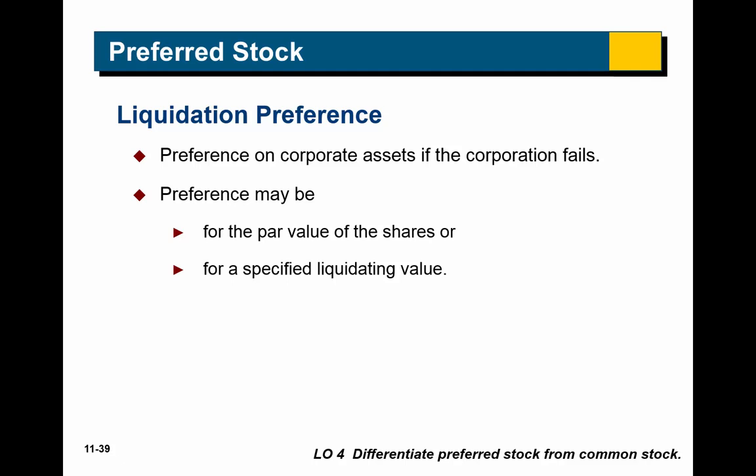I mentioned that already. There's a liquidation preference, meaning that they'll get theirs before the common stockholders do, and it's usually based on the par value of the shares or some specific liquidation value. We won't see much of this, and most of you, when you own a business, you're not going to deal with this. This is only a handful of people that deal with these type of things regularly in their business practices.